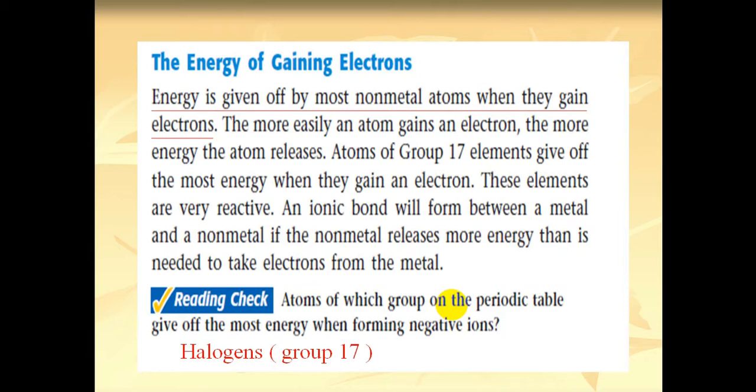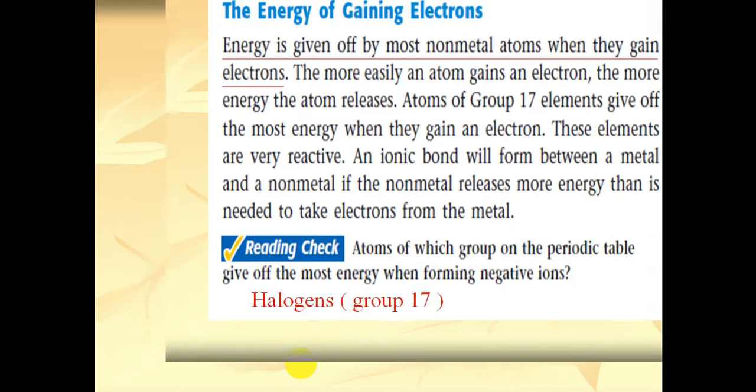These elements are very reactive. And usually ionic bonds form between metals and non-metals. So non-metals release energy, and metals gain the energy. So atoms in which group on the periodic table give off the most energy? As we said, group 17, like chlorine, bromine, iodine, and they are called halogens.